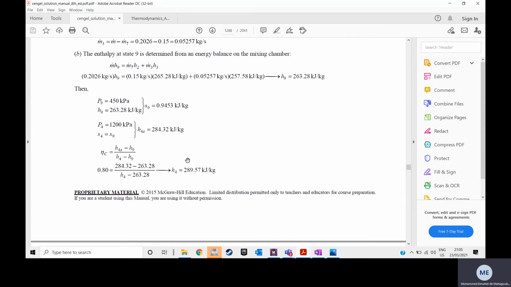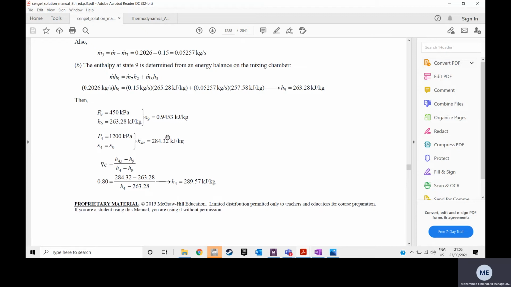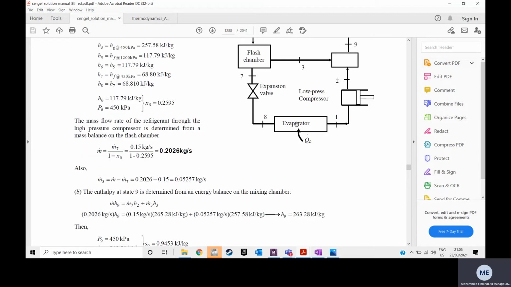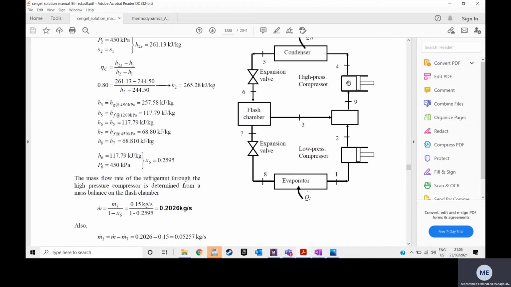And then after you do it, you get now H4 actual. And now H4 minus H9, this is going to be the inlet first work. And then H2 minus H1, this is not the inlet, sorry, this is the second work. This is not the first work, H2 minus H1. You have to multiply by 1 minus x6, okay, because this is a percentage only of the flow. If you are finding specific works, multiply by 1 minus x6.